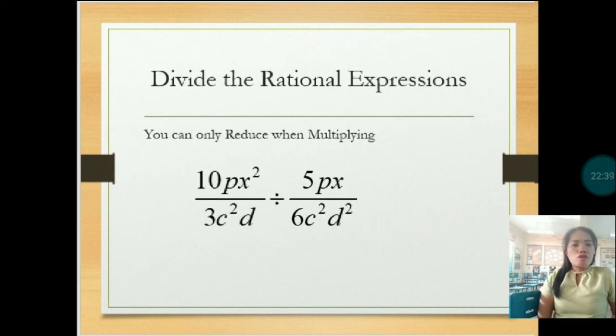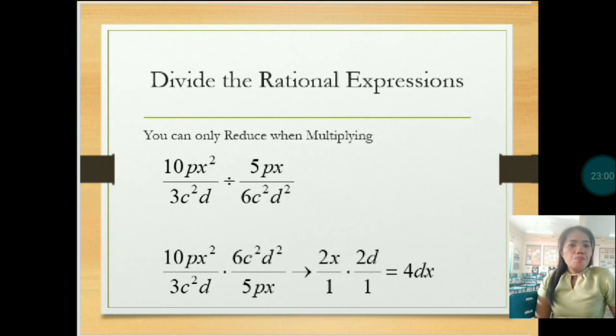Okay. What about this expression? You can apply reduction when multiplying. You have 10px squared over 3c squared d divided by 5px over 6c squared d squared. So we have here 10px squared over 3c squared d. We are going to get the reciprocal of our divisor. We have 6c squared d squared all over 5px.